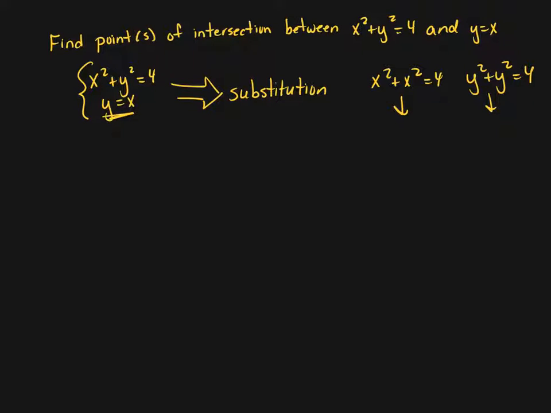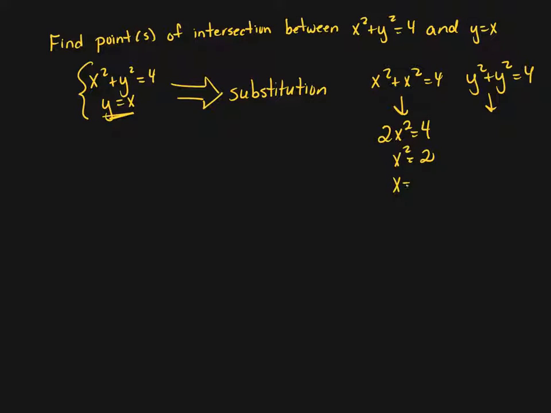It's whichever one appeals to you. I'm going to do the first one, simply because I'm in the habit of solving for x, and I imagine a lot of you are too. So I'll get 2x squared equals 4. Divide each side by 2.